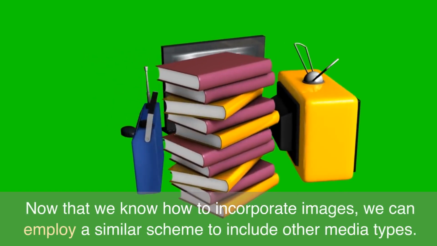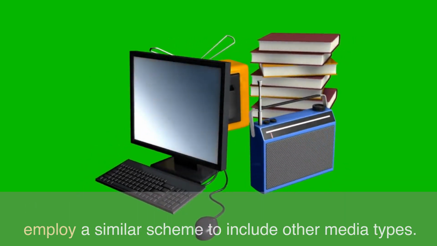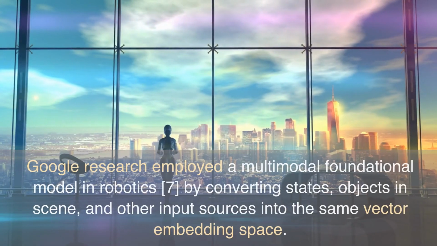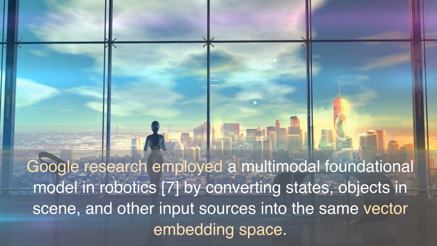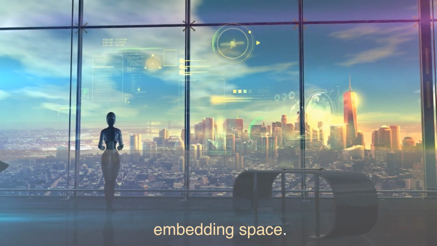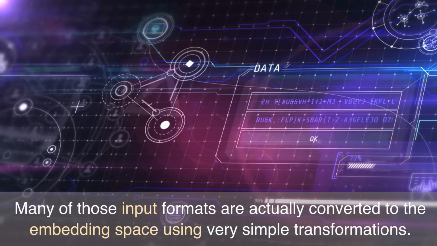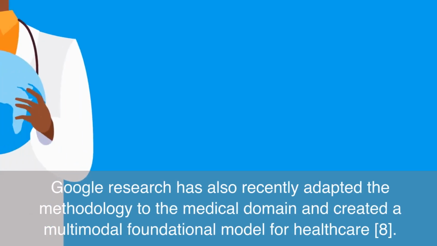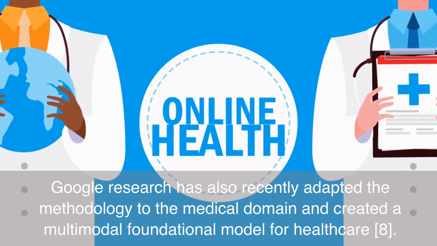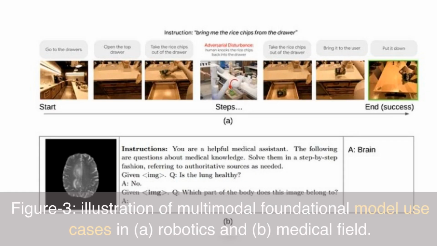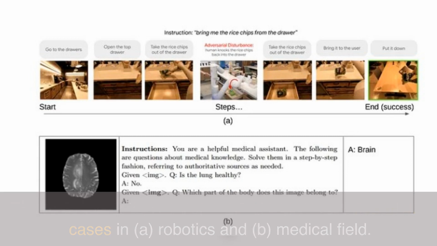Now that we know how to incorporate images, we can employ a similar scheme to include other media types. They don't necessarily have to use a transformer architecture. Google Research employed a multimodal foundational model in robotics, by converting states, objects in scene, and other input sources into the same vector embedding space. Many of those input formats are actually converted to the embedding space using very simple transformations. Google Research has also recently adapted the methodology to the medical domain and created a multimodal foundational model for healthcare. Figure 3. Illustration of multimodal foundational model use cases in a. Robotics and b. Medical field.